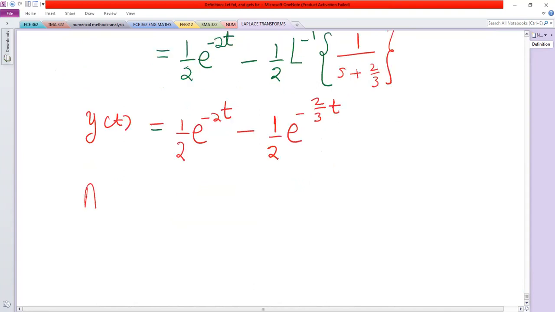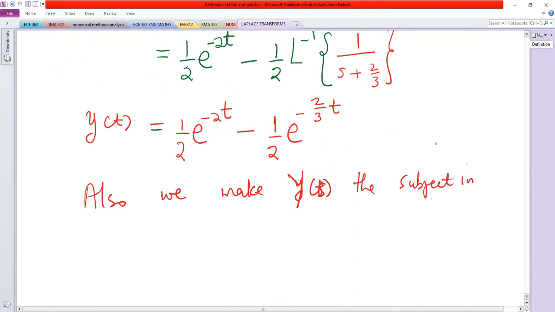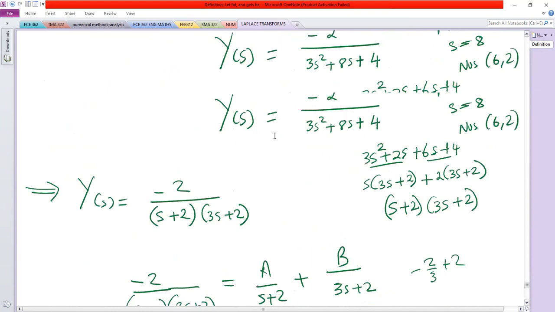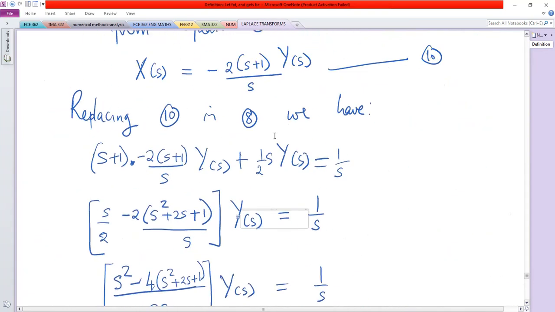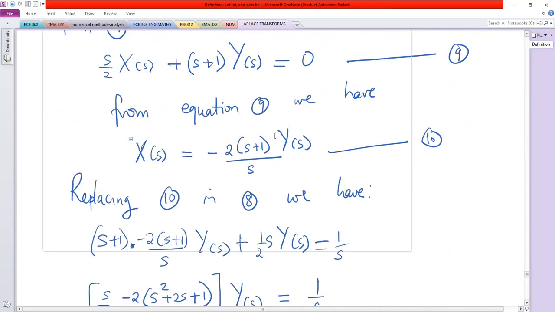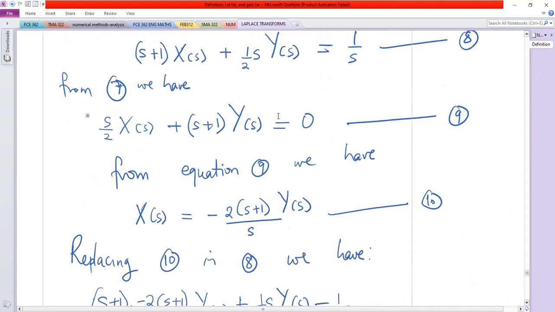Now also, we make y of s the subject. Remember this, where we picked it from, in equation 9, from this equation 9 here, at this point.